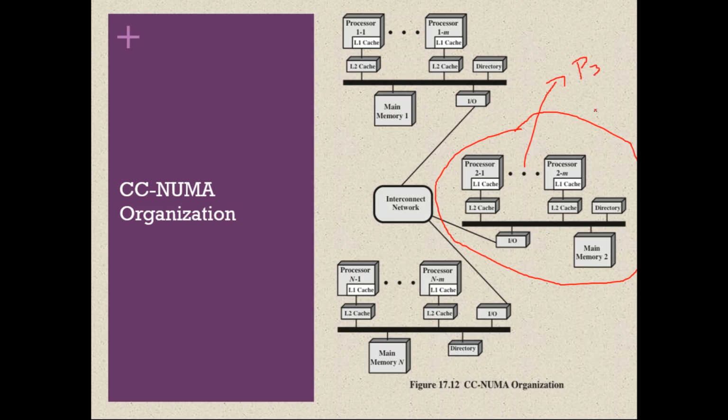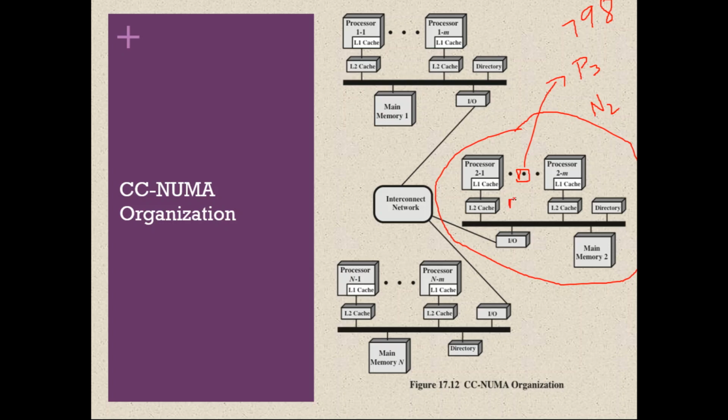Processor P3 from node 2. This is node 2, right? From node 2, it wants to access some particular memory location. Say it wants to access the memory location 798. Assume that the content is not available in the cache. If it is not available in the cache, it will create a cache miss.